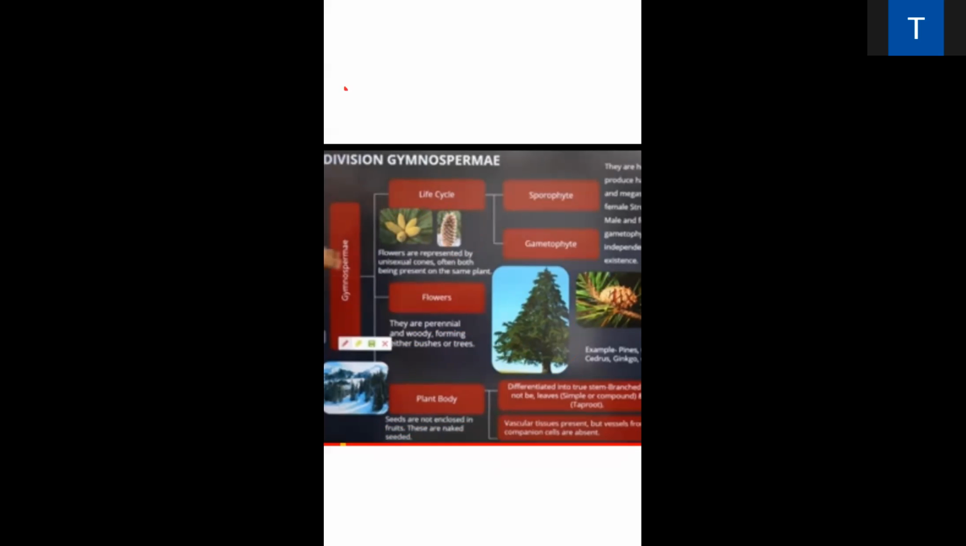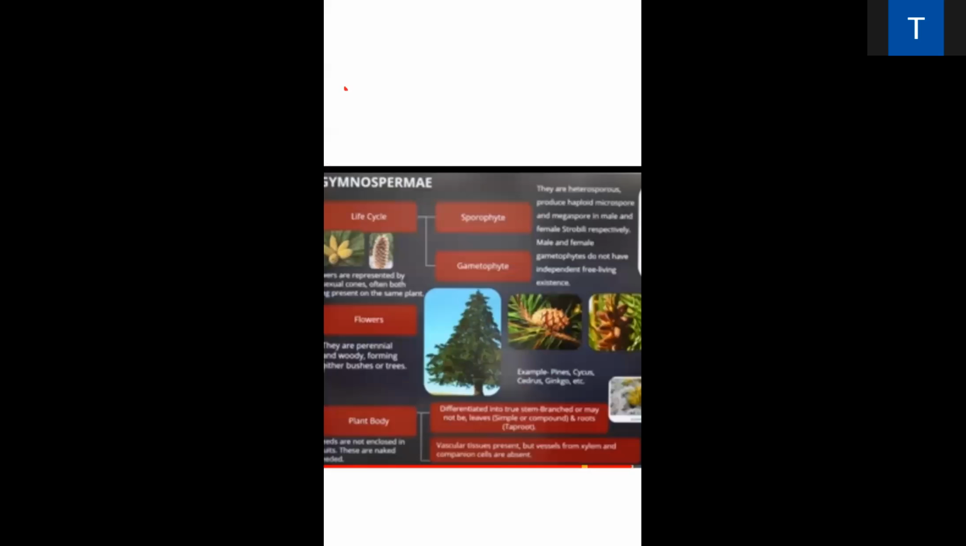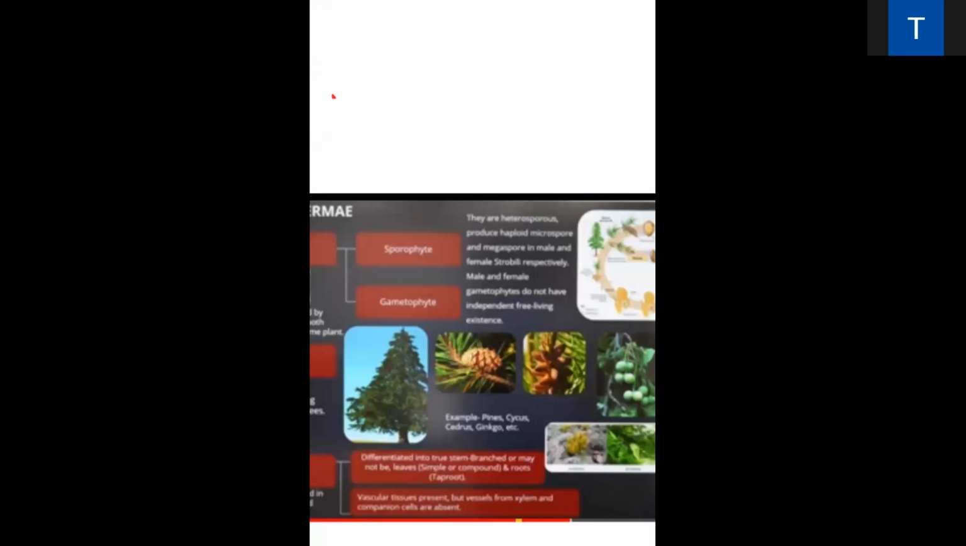They form different types of spores. That's why they are known as heterosporous. They produce haploid microspores and megaspores. Haploid microspore means small spore, and the megaspore is the large one.